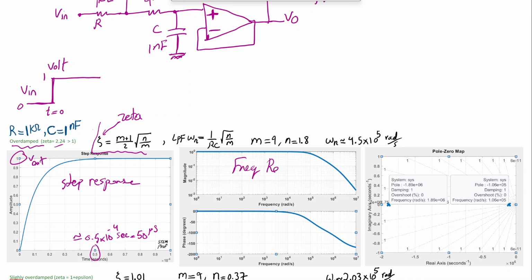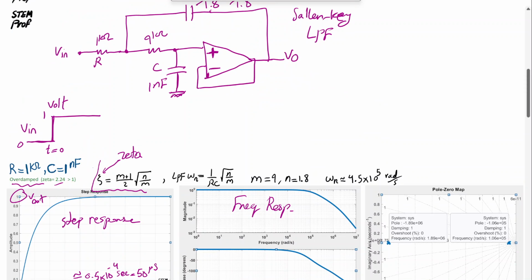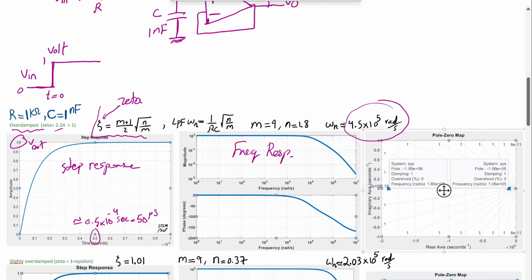So for the frequency response, you can see that based on the values selected for M and N and given R and C selected for this circuit, then omega n, or natural frequency, is about 450 kiloradian per second. And that's sort of obvious. I mean, take a look at the pole zero plot. It's overdamped, so one of the poles is much closer. This is the S domain pole zero plot. So this is the real part of S, and this is the imaginary part of S.